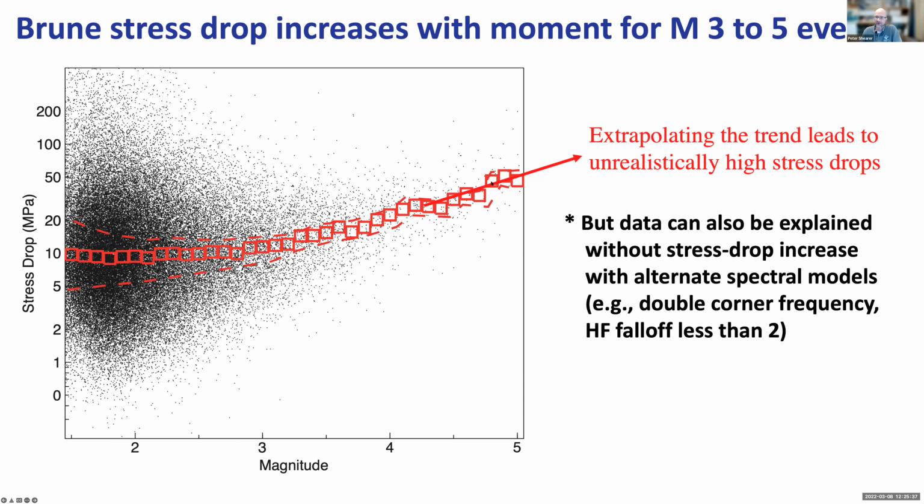One of the reasons is that if you continue this up, you're going to get to quite high stress drops that are higher for these larger earthquakes than are thought to be the case. And we have more observational constraints for those large earthquakes. So we think this is a result of assuming the Brune model, which has a high frequency fall off rate of 2. If you allow the high frequency fall off rate to be shallower, then you can explain the data without the stress drop increase.